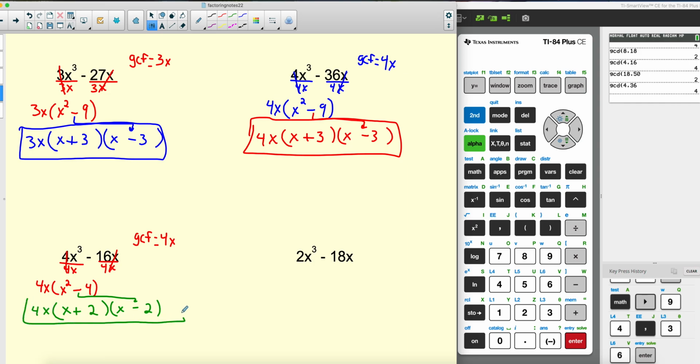How many colors do you see, guys? You see 2. Why do you see 2 colors? Because how many times did I factor? I factored twice. Whenever you factor completely, guys, you factor twice. Last one and we're done. Greatest common factor.